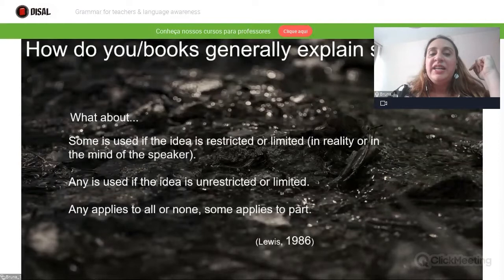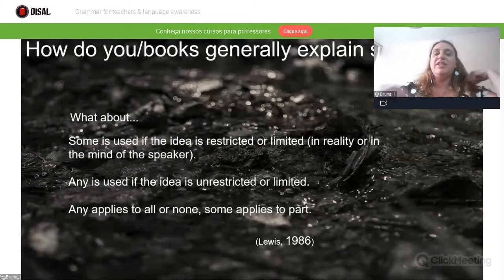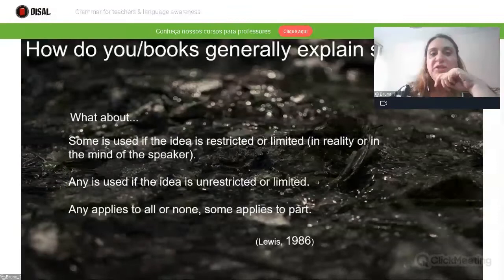And some and any will not have this relationship with countable and uncountable, as some people are asking, okay? Some, we usually talk about affirmative, any, negative and interrogative, but then like the example that somebody put there, I would like some coffee. Coffee is uncountable too, and we could use some with this, no problem. All right, so this is just another way for us to see grammar.